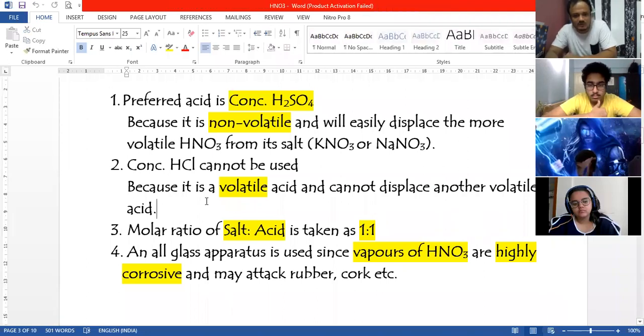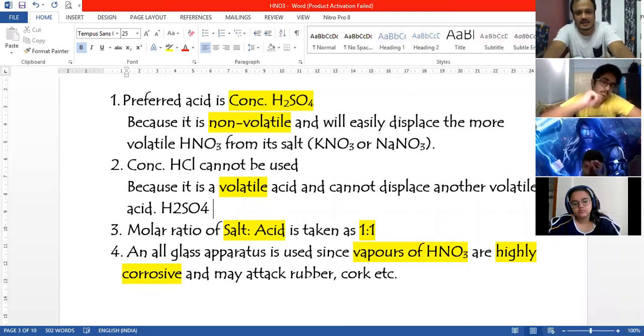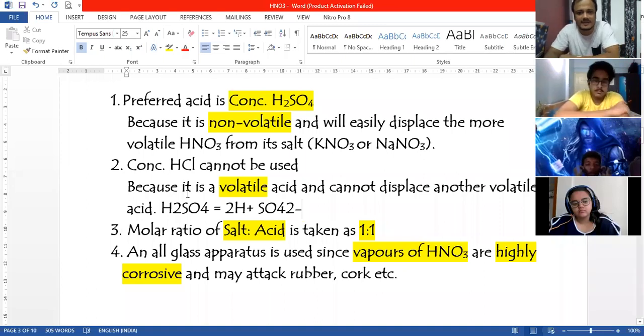I'll write it and show it over here. If I'm taking H2SO4, it does not directly give you 2H+ ions and SO4 2-. It never happens like this. It is always happening in two steps.